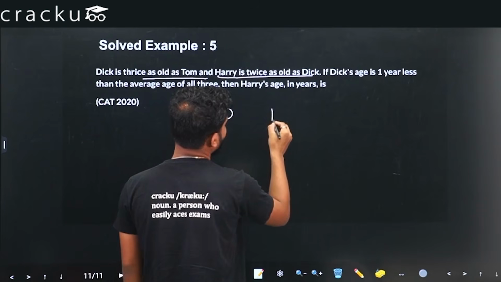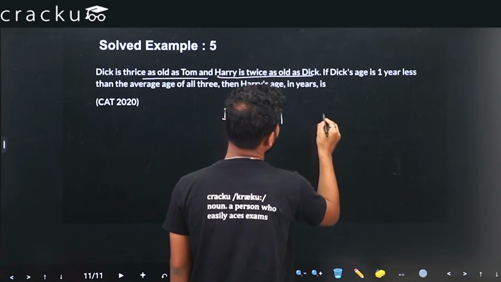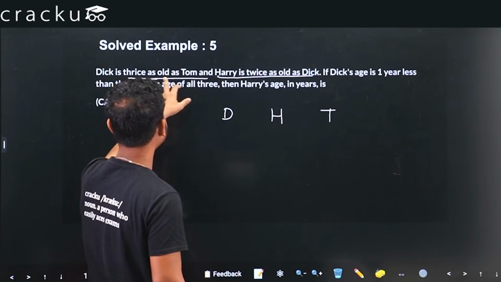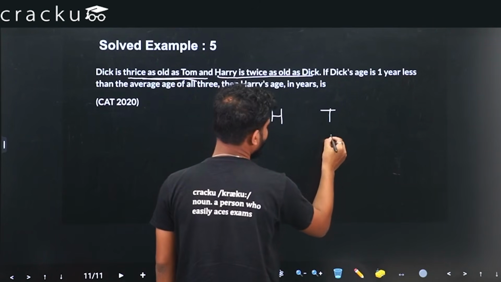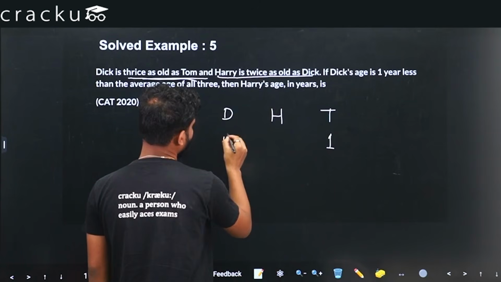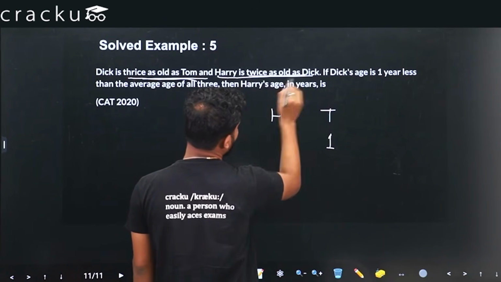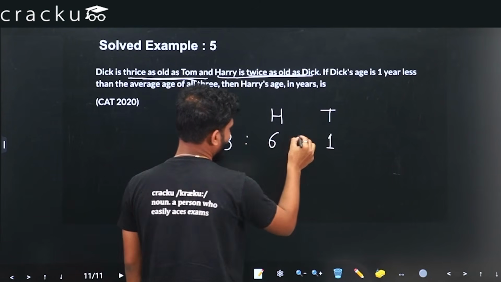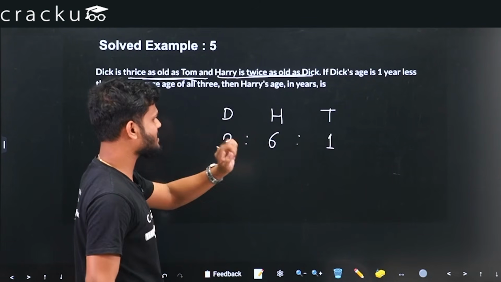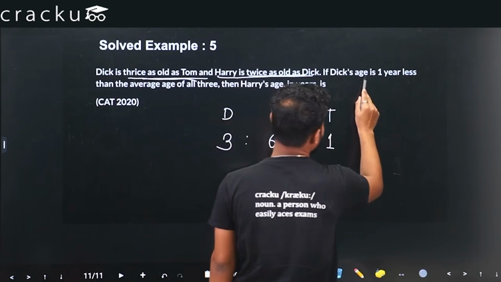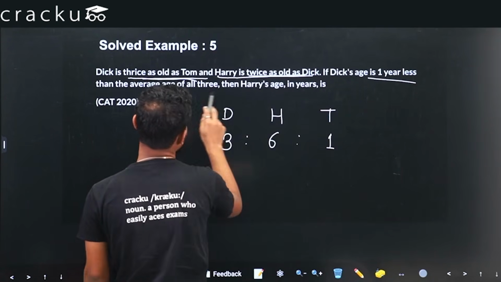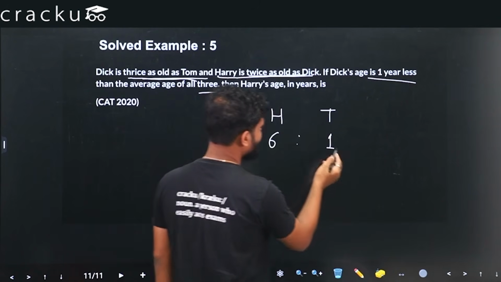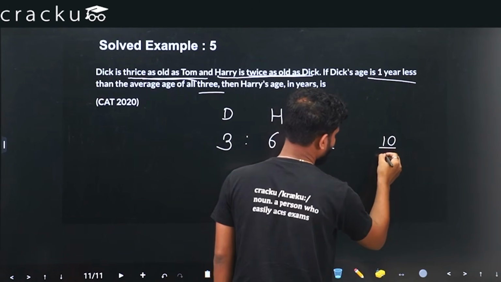Now, we have D, we have H, and we have T. If we say D is thrice as old as T, so if T is 1, D will be 3. And H is twice as old as D, so this will be 6. So ratio of D, H and T is 3:6:1. Now D's age is 1 year less than the average age of all three. What is the average age in the ratio parts? This 3 plus 6 plus 1, which is 10/3 parts.